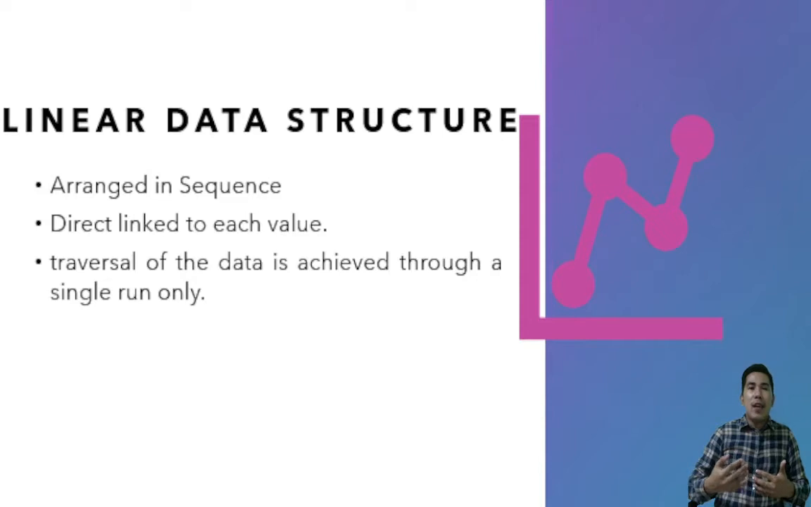Linear data structures are a type of data structure where the arrangement of the data follows a linear manner. The data elements are arranged linearly such that each element is directly linked to the previous and the next element. As the elements are stored linearly, the structure supports single level storage of data, and therefore traversal of data is achieved through a single run only.